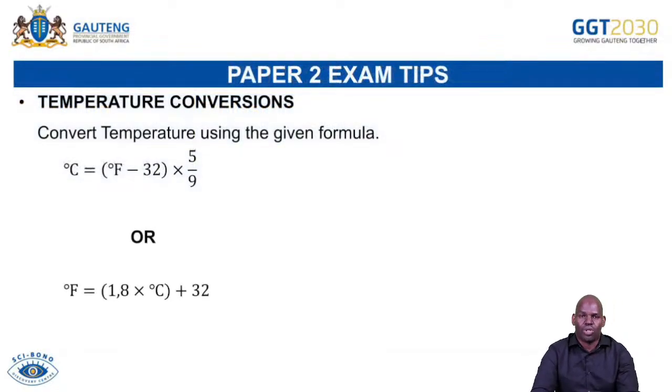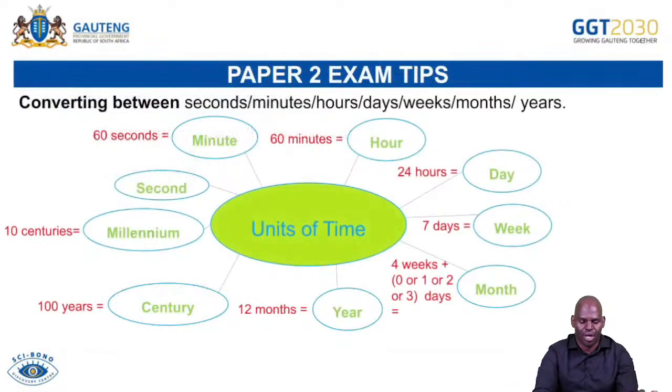Okay, conversion between the temperatures, we spoke about them. So you must be able to do the substitution and simplify. Very, very important. Okay, converting between the times, you must know 1 hour is equal to 60 minutes, 1 minute is equal to 60 seconds.